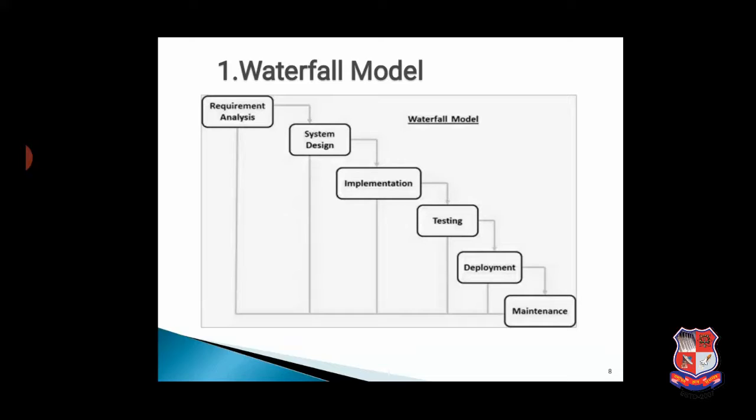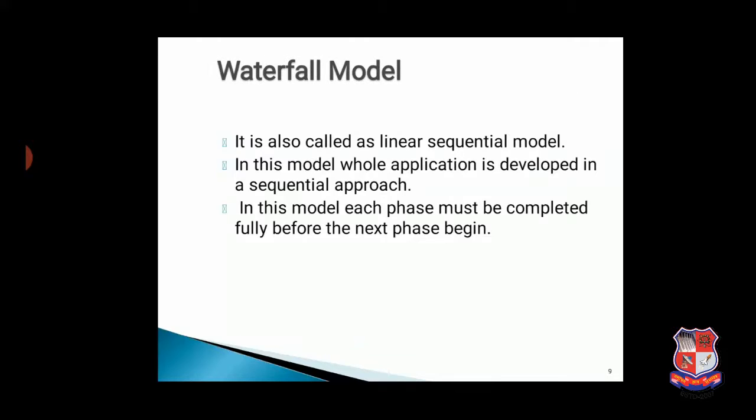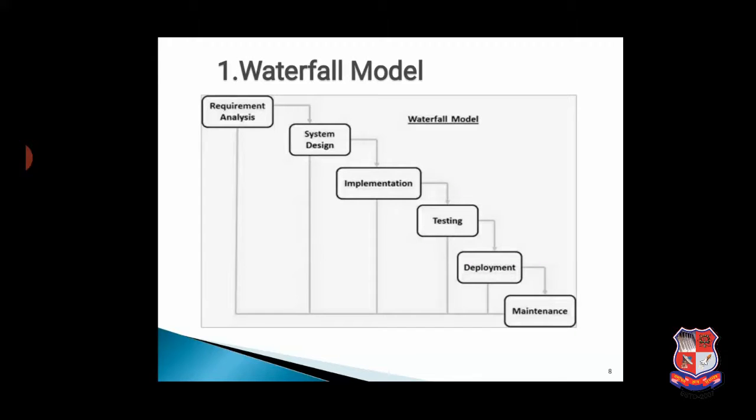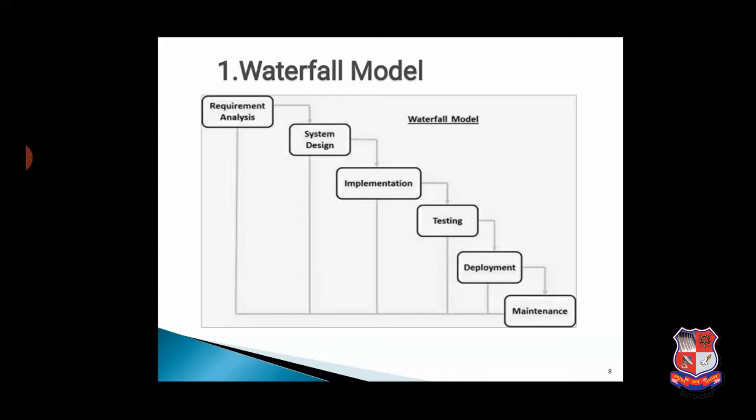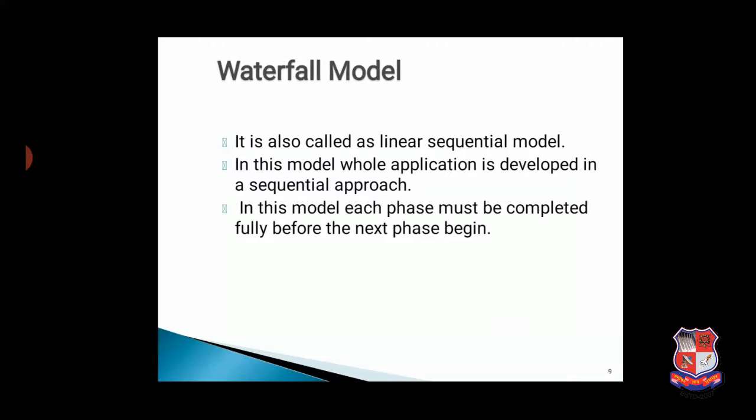Now let us see the advantages and disadvantages and some description of the waterfall model. To discuss all about the topic, it is also a linear sequential chain. See the figure, these are linear, sequence by sequence. In this model the whole application is developed in a sequential approach, and each phase must be completed fully before the next phase begins. Okay guys, these are the 6 phases; once one phase is completed, then go for the next phase.